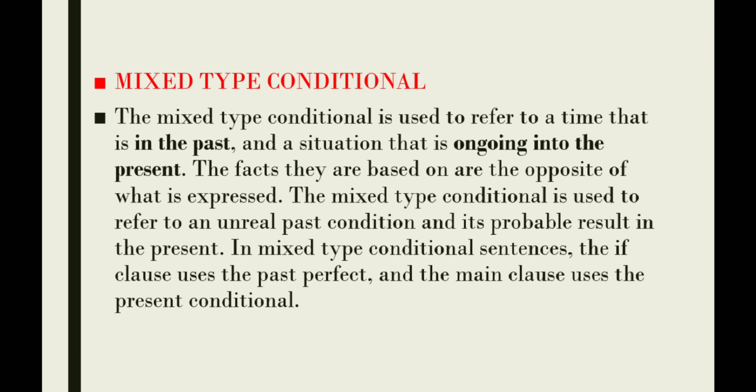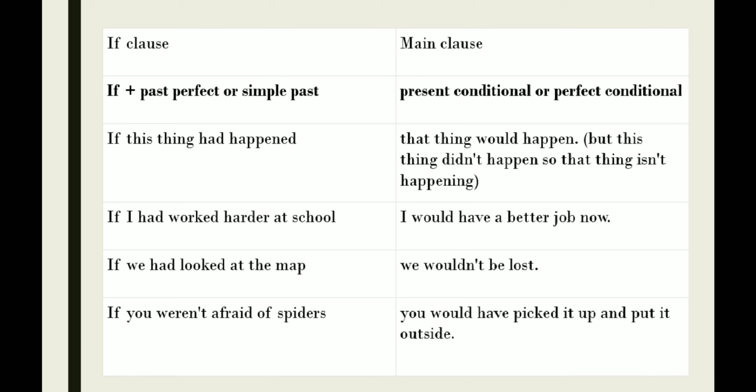Mixed type conditional. The mixed type conditional is used to refer to an unreal past condition and its probable result in the present. In mixed type conditional sentences, the if clause uses the past perfect tense and the main clause uses the present conditional. For example, if we had looked at the map, we wouldn't be lost. Okay?